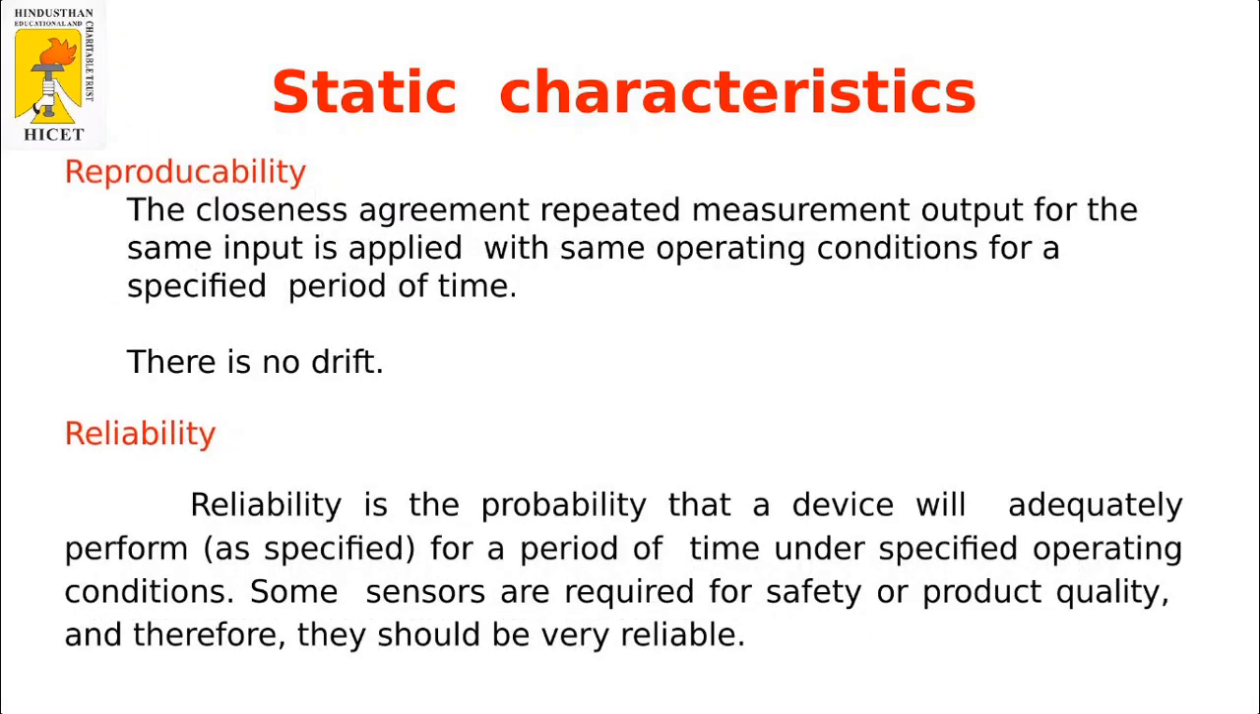Next, static characteristics. Reproducibility: the closeness of agreement of repeated measurement outputs when the same input is applied with the same operating conditions for a specified period of time. There is no drift. Next, static characteristics. Reliability. Reliability is the probability that a device will adequately perform, as specified, for a period of time under specified operating conditions. Some sensors are required for safety or product quality, and therefore, they should be very reliable.